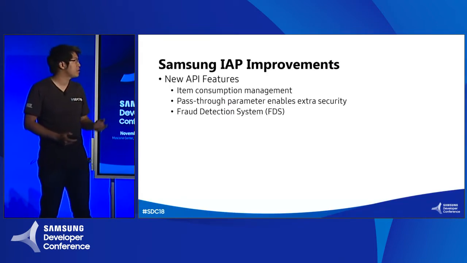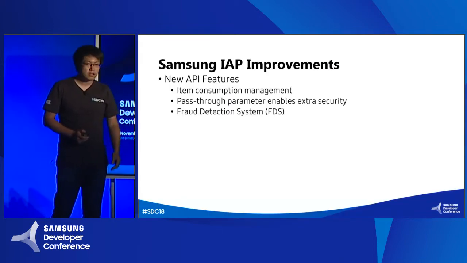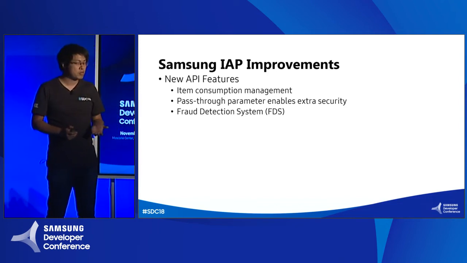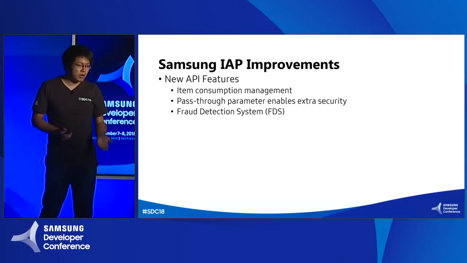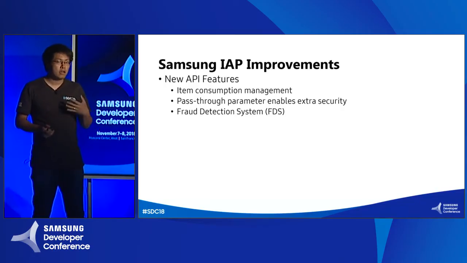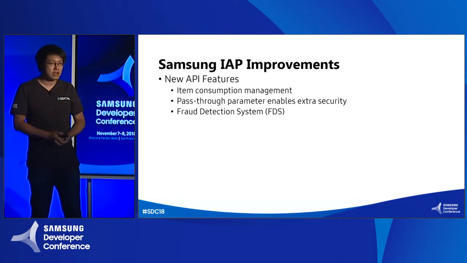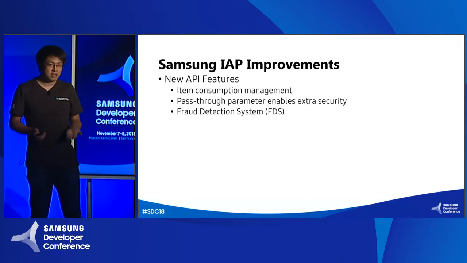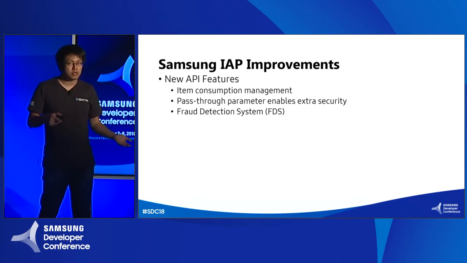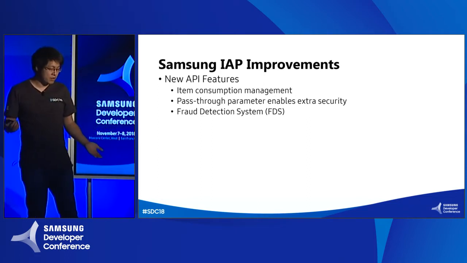Firstly, we introduce new API features, such as item consumption management. So things like consumables and non-consumables, which was pretty hard to do previously. Now you can do that. And we also have pass-through parameters, which means as a developer, you can pass things like your order IDs or your user IDs with a purchase, which you can use to verify the purchase later.